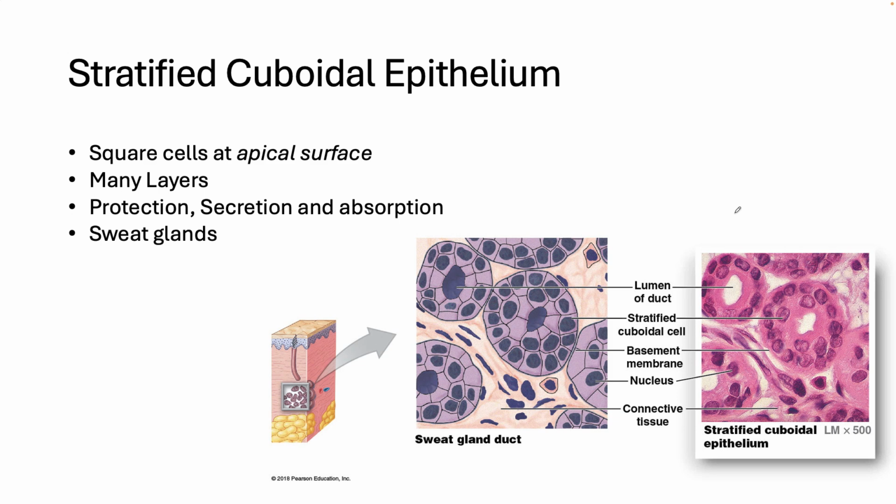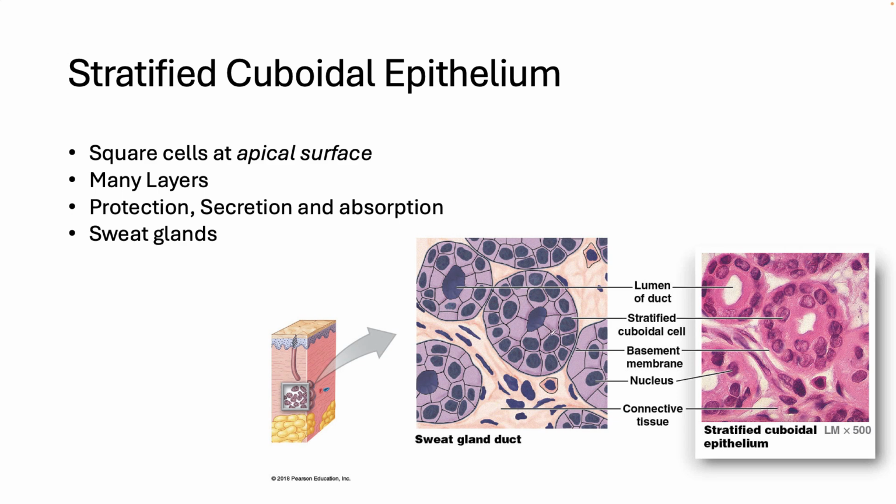So stratified cuboidal epithelium have square cells at the apical surface. Remember, the apical surface is the part that's near the lumen. It's the free surface. So here's the lumen in the middle, and you can see that the square cells are at the lumen, whereas the cells on the outside near the basement membrane aren't quite as square. And you can have many layers here, and because there are many layers, you still have secretion and absorption, but you also have protection.